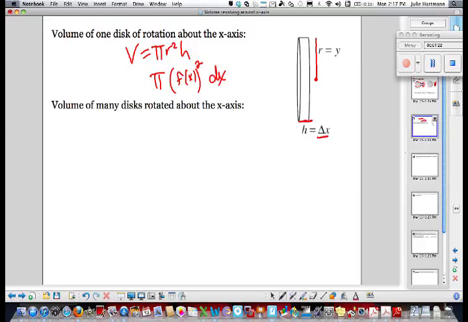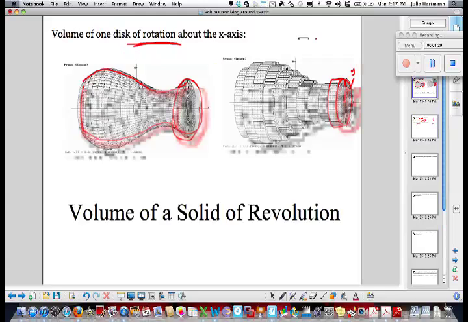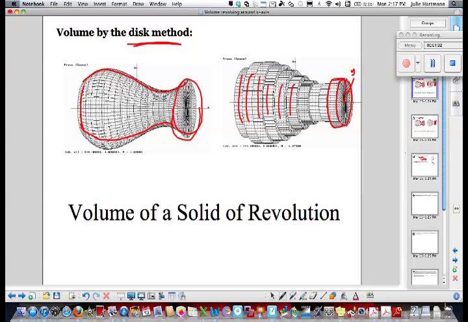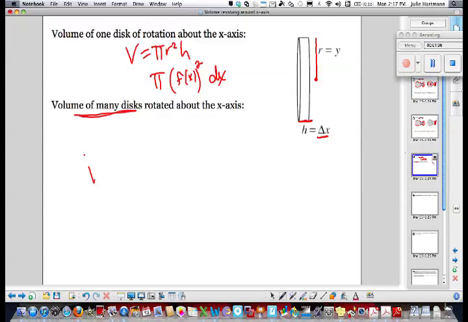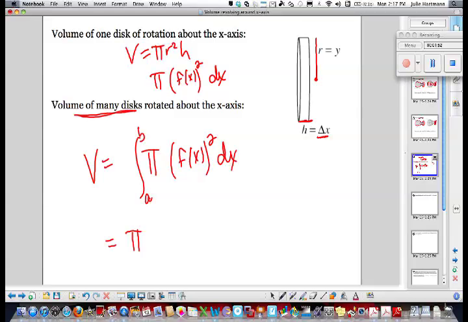So that becomes dx. When you find the volume of all of these disks added together, that is going to be your integral of pi times whatever your function is, that's the radius, squared, times dx. With bounds a and b, because pi is a constant, you can pull that out. So always remember, when you're rotating around a horizontal line or around the x-axis, your radius is your function: you square that, do the integral, and then multiply that times pi.